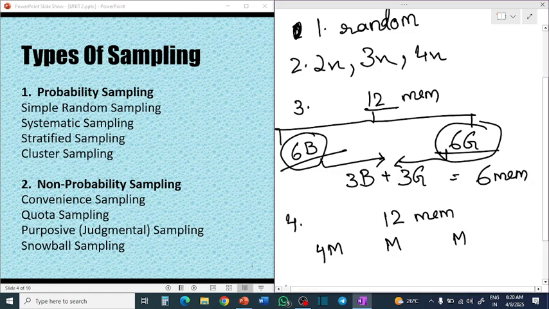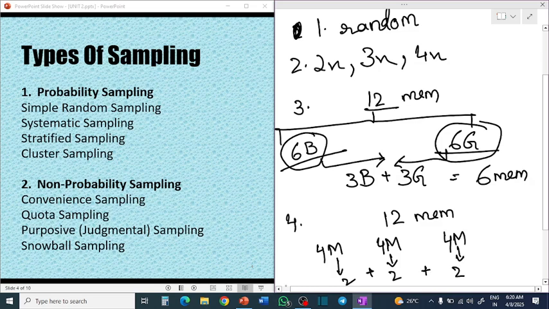So each group is 4 members. Now girls or boys are mixed in each of these groups. So this group can have 3 girls or 1 boy. This group will have 1 boy or 3 girls. Anything can be done. So these are not homogeneous groups. These are heterogeneous groups. And from each of the groups, you take 2 members. So 2 members from this, 2 members from this, and 2 members from this.